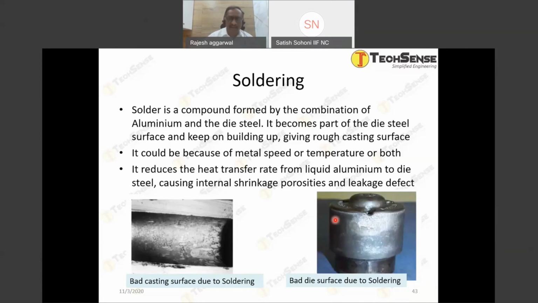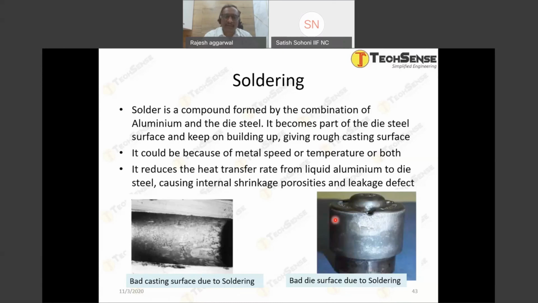And one more important point, when we do the die coat, the intention of the die coat, as we explained earlier, is to provide a bonding or a coating to protect the die steel surface. Right? If the coating is not done properly, the die steel surface will directly come into touch with the liquid aluminum and may still get stuck and build up the soldering on the surface of the die.